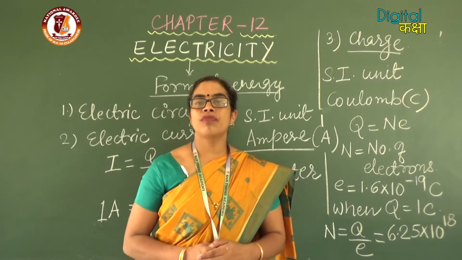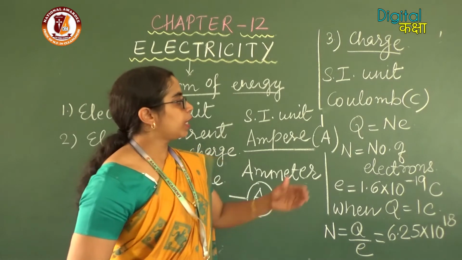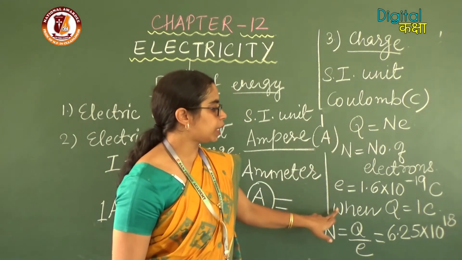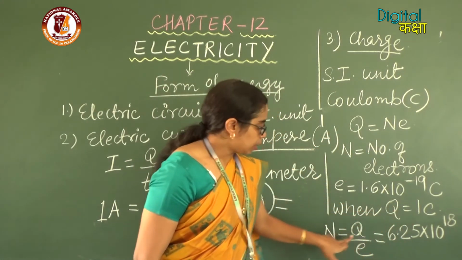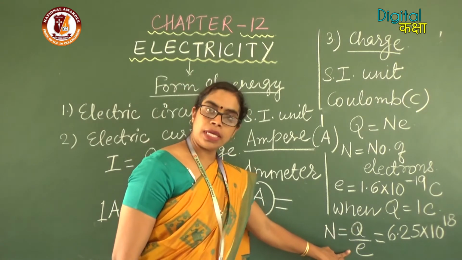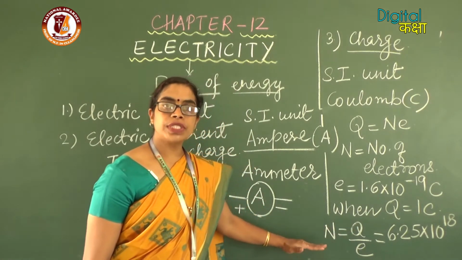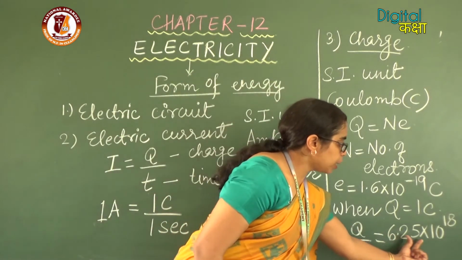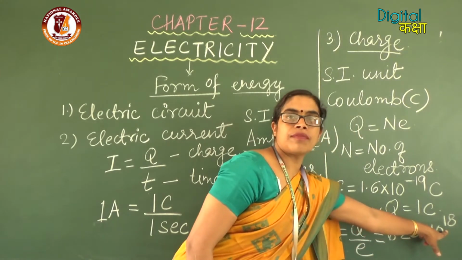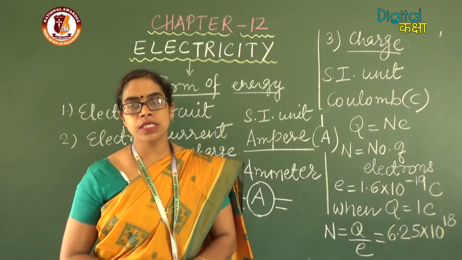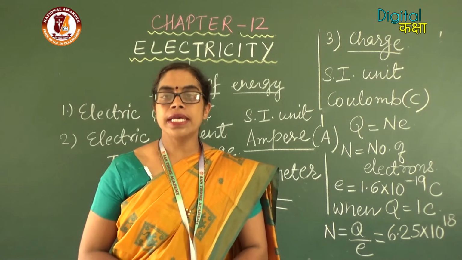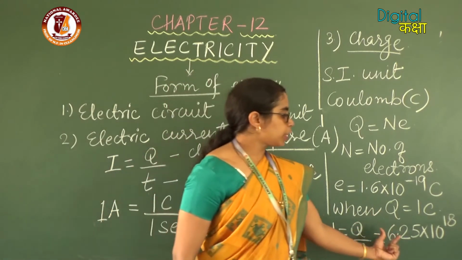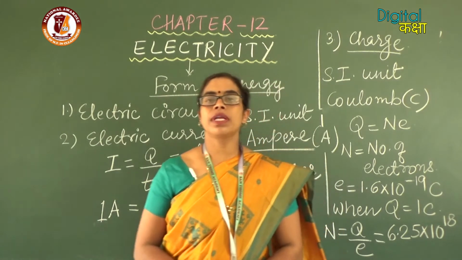In order to understand the definition of 1 coulomb of charge, we have to use this formula, where when we substitute Q equal to 1 coulomb, N will be given as Q/E, and this value of N, which is the number of electrons, comes out to be 6.25 × 10^18. It means 1 coulomb of charge is defined as the charge possessed by 6.25 × 10^18 electrons.